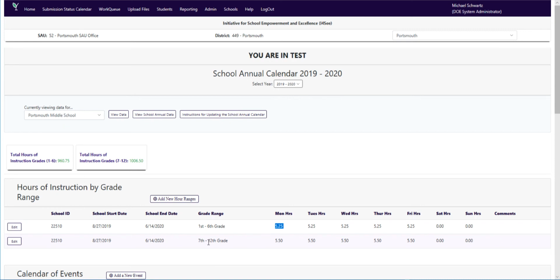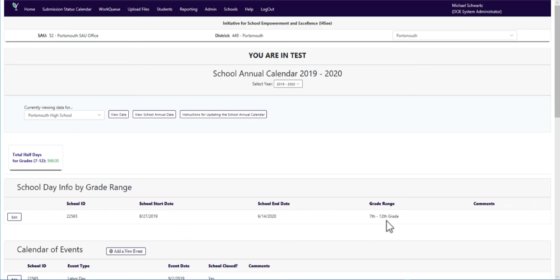For grades 9 through 12, when you're looking at Portsmouth High School and we view their data, that grade range, 7 through 12, this is a separate record that's stored here for the high school. Again, we're only considering grades 9 through 12 in this range because the high school only has grades 9 through 12. So I know that's confusing. The main thing to keep in mind is, although the range says 7 to 12, realize that it's only being used for the grades within the school that you're currently looking at.